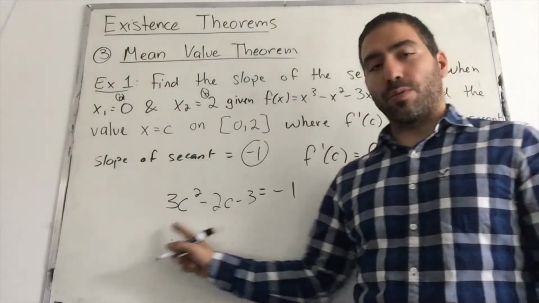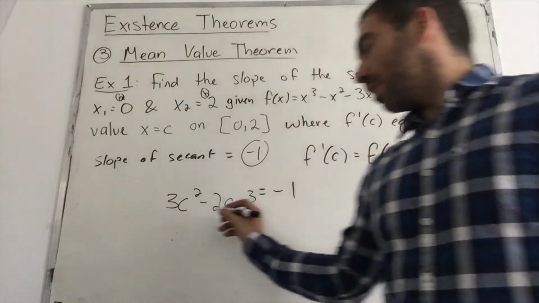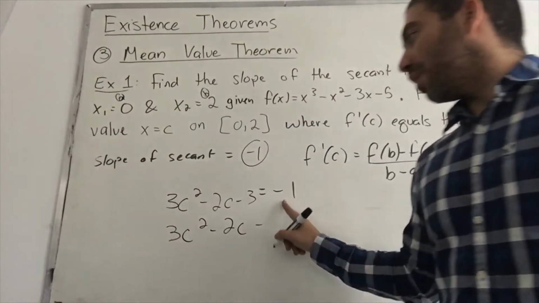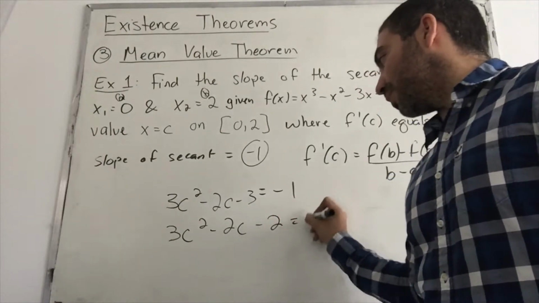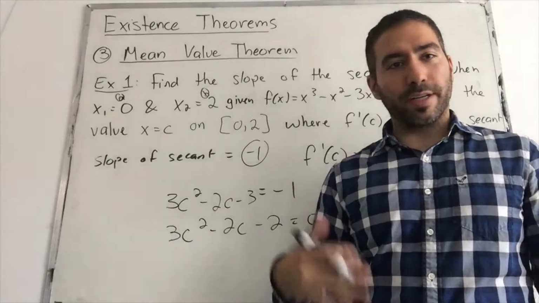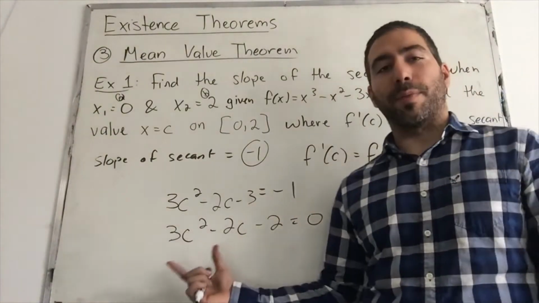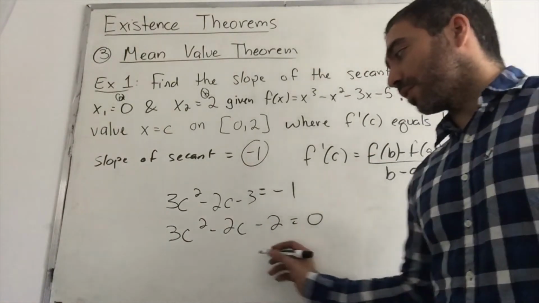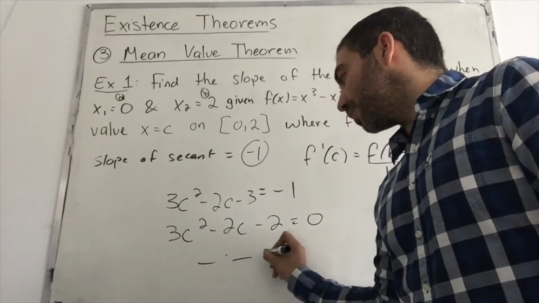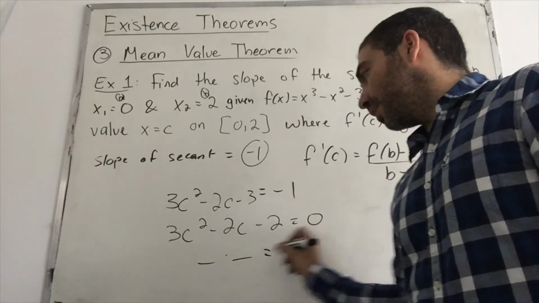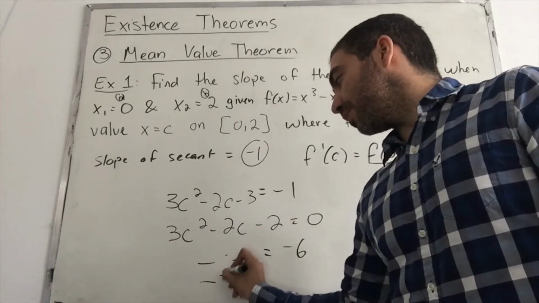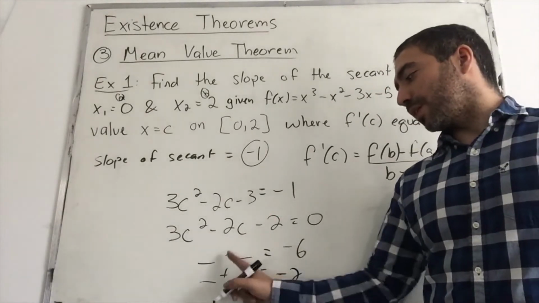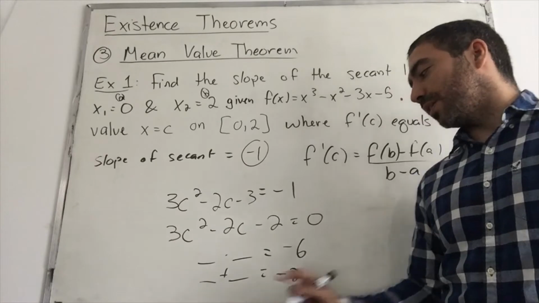So it's essentially just a quadratic. We can bring over the negative 1. We get 3c squared minus 2c, add 1 over, you get minus 2 equals 0. And now here you can use the quadratic formula, or you could use the factoring method. I would prefer you use the factoring method. So let's go ahead and factor using product and sum. You're multiplying two numbers to give you a times c, which is negative 6, and adding the same two numbers to give you b, which is negative 2.